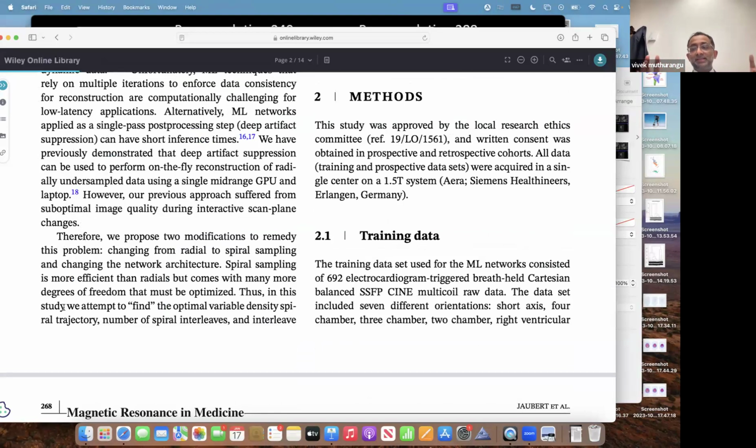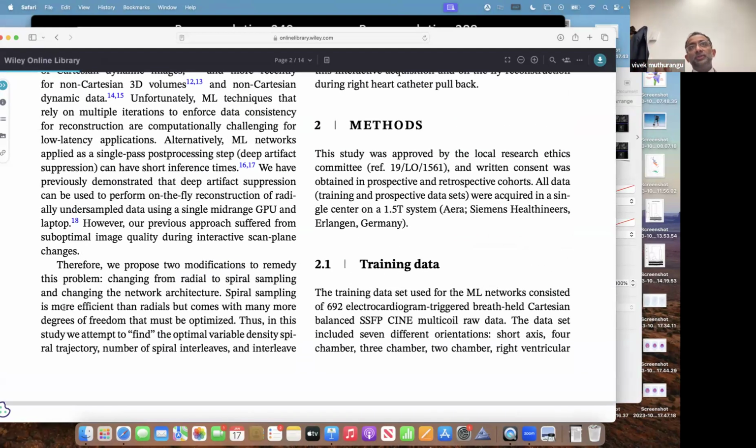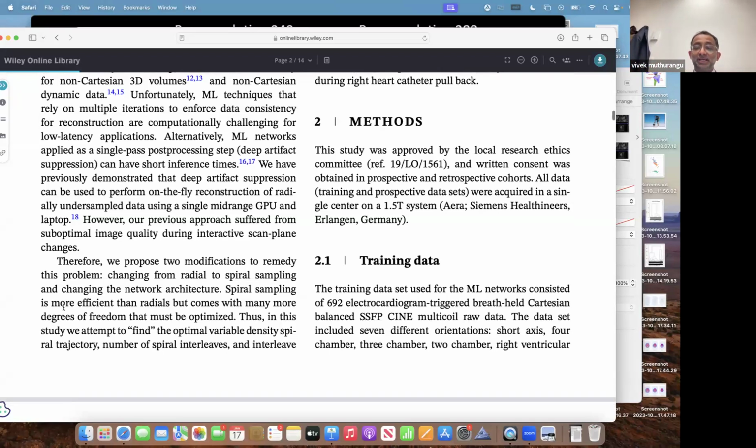So what HyperSLICE is about is changing two things: the trajectory to spiral and the reconstruction network to fast DVD-Net, which I'm going to describe. The thing with spiral is that you now have more degrees of freedom, because you not only have changing the angle, but you can also change the variable density of it. There's lots and lots of parameters that you can change with a spiral. So what we had to do was find the optimum spiral trajectory and simultaneously the optimum deep artifact suppression weights of our fast DVD-Net. And that is what the HyperBand does. And that's where the hyper from HyperSLICE comes from.